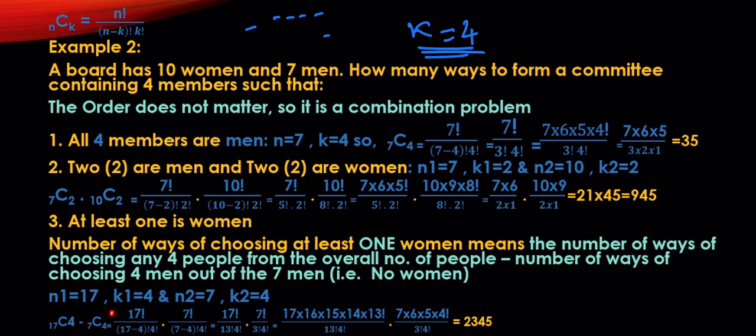Okay, so I have to subtract the number of ways that the four people will be men from the total number of ways, which will be 17 factorial divided by 17 minus 4 factorial times 4 factorial. Here also 7 factorial divided by 7 minus 4 factorial times 4 factorial. Okay, so I can simplify this until I reach 13, and I can simplify this until I reach 4, and then the answer would be 2345. Here you can see the number increasing drastically. Okay, I hope this is clear and this covers, I think, all the points which we have studied so far.